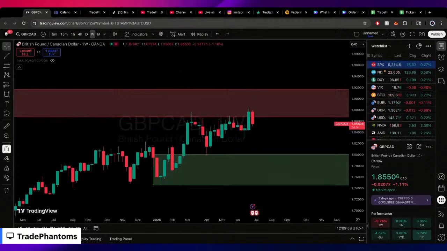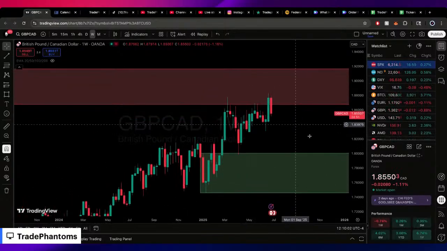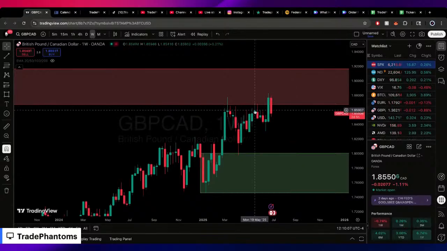All right, so here we are on the weeklies. First things first, I want to evaluate what is my current trend here on the weeklies for pound CAD. Is this an uptrend? Is this a downtrend? Or is this a sideways moving trend here on pound CAD?